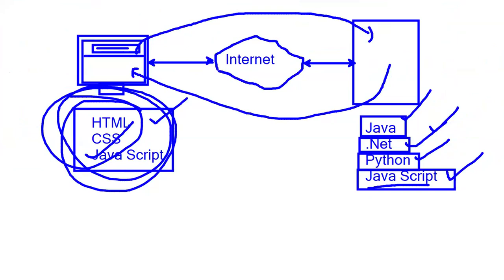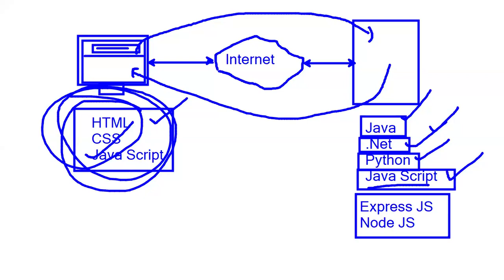On the server side, select one only: either Java or .NET or Python or JavaScript. That JavaScript is nothing but Node.js, Express.js. These are two separate batches. This JavaScript I am not going to teach. This JavaScript I am going to teach. JavaScript has both sides. People are also getting confused about this.